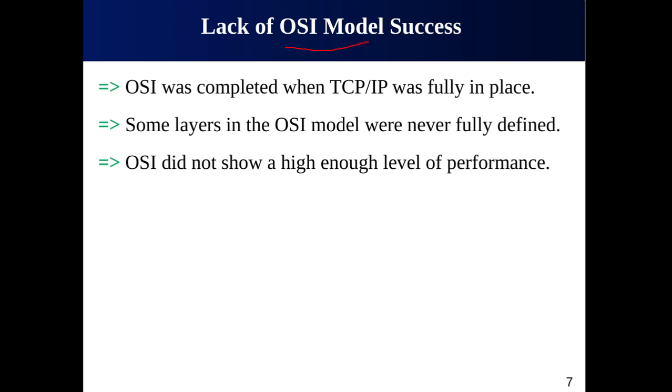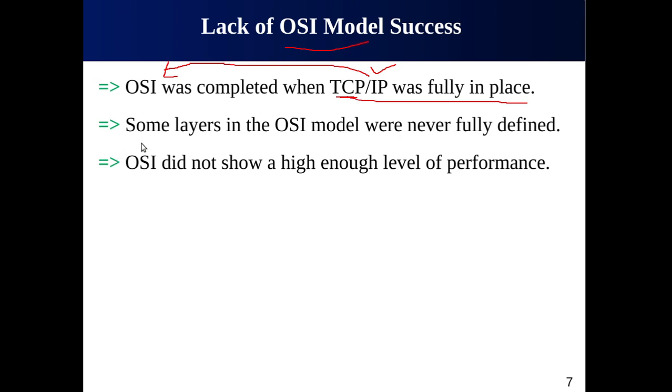Why? The first reason: the OSI was completed when the TCP/IP was fully in place, and a lot of time and money had been spent on TCP. So changing from TCP to OSI would be a costly approach. That is why they preferred to stay on the TCP/IP model.